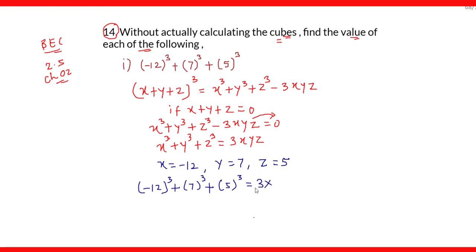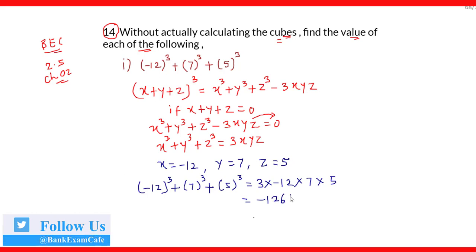3xyz. So it will be 3 into x, which is minus 12, into y, the value of y is 7, into z, and z is 5. So the product of all these numbers will be 3 into minus 12 into 7 into 5. And if you take the product of all these four numbers, you will get minus 1260. And so without taking the cubes of all these three numbers, we have got the value of this as minus 1260.